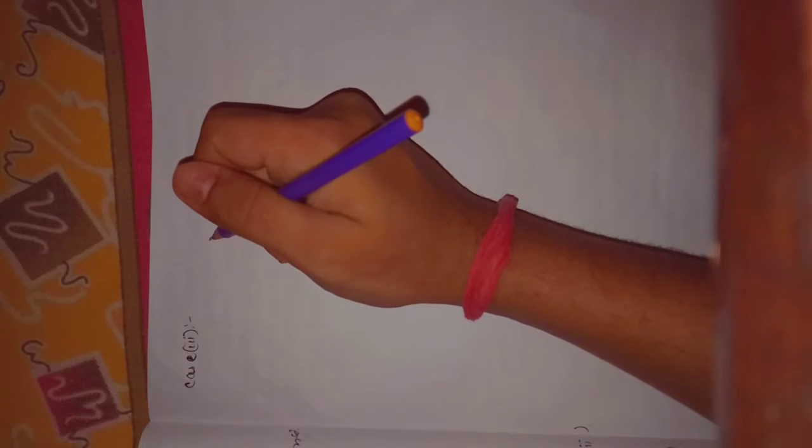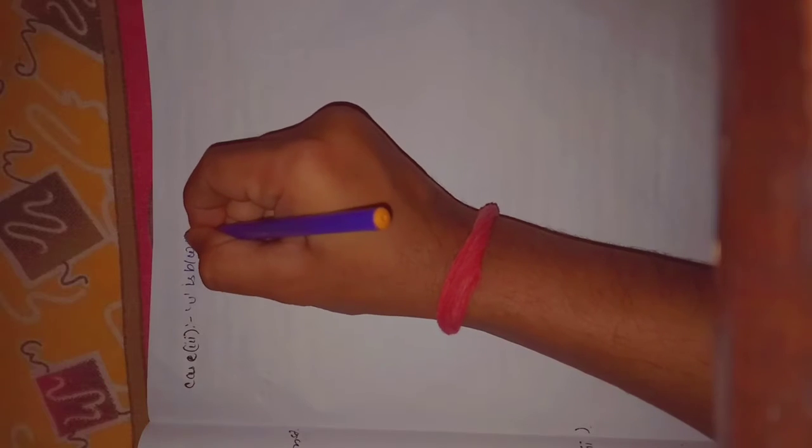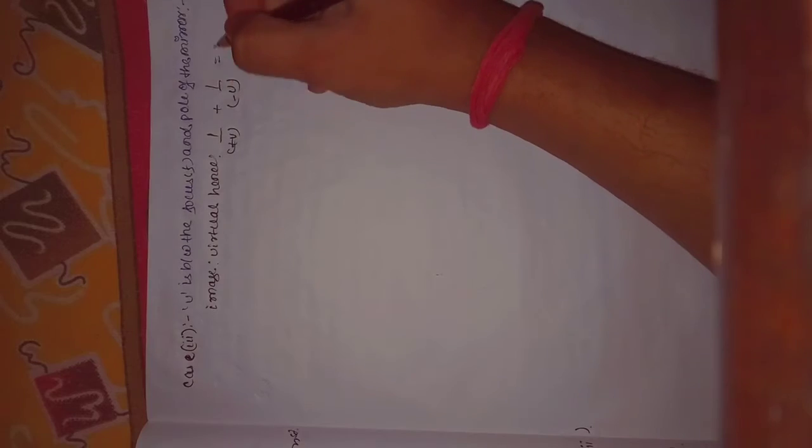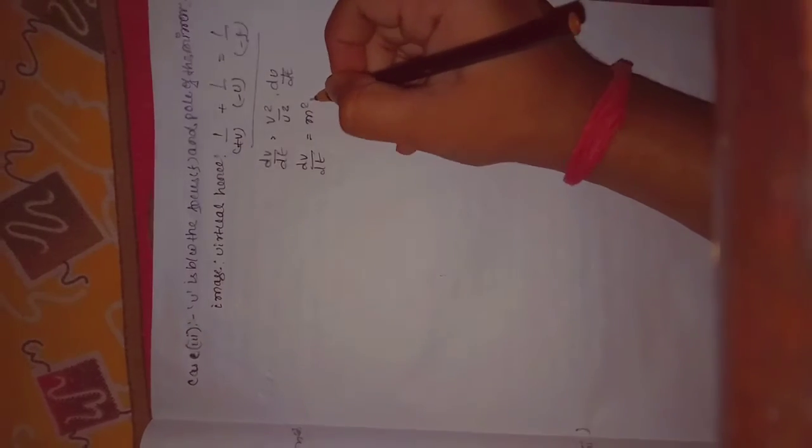In this case, the object moves between the focus f and the pole of the mirror, that is, u is between f and the pole. So the very first thing is that the image will be virtual. Hence, according to the mirror formula, this is 1 by plus v plus 1 by minus u, as the image is virtual, equals 1 by minus f. By differentiating this equation again, we get dv by dt equals v square by u square into du by dt, or dv by dt equals m square into du by dt. This is the formula, let this be equation number 4.